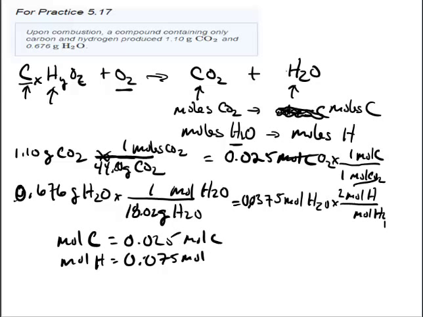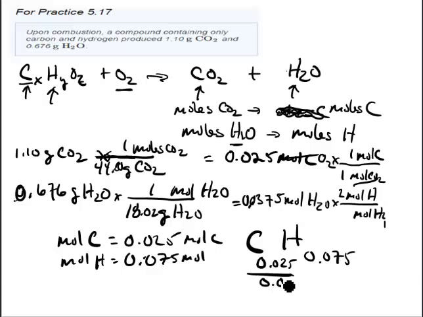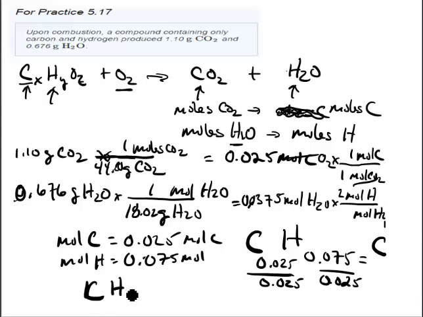And this asks for the empirical formula, and that empirical formula is going to be the ratio of moles of C to moles of H. So we have 0.025 and we have 0.075. Again, divide by that smallest number to make one of them a 1. And we're going to get out, let me write it down here, I'm out of space over there, CH3. There's our answer.